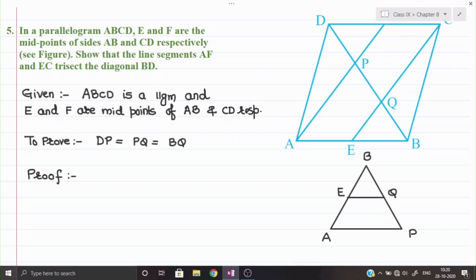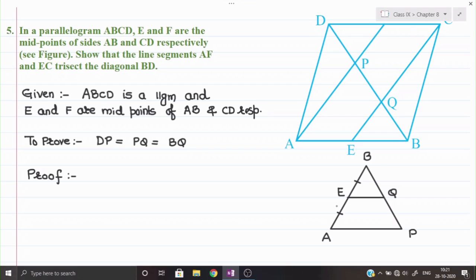Now, here can we apply the converse of the midpoint theorem? Yes, observe, E is given as a midpoint of side AB. So E is one of the midpoints. But the main hurdle to apply the converse of the midpoint theorem is that EQ is not parallel to AP. If EQ is parallel to AP, then Q will also be the midpoint of PB as per the converse of the midpoint theorem. But here we have not been given that EQ is parallel to AP.